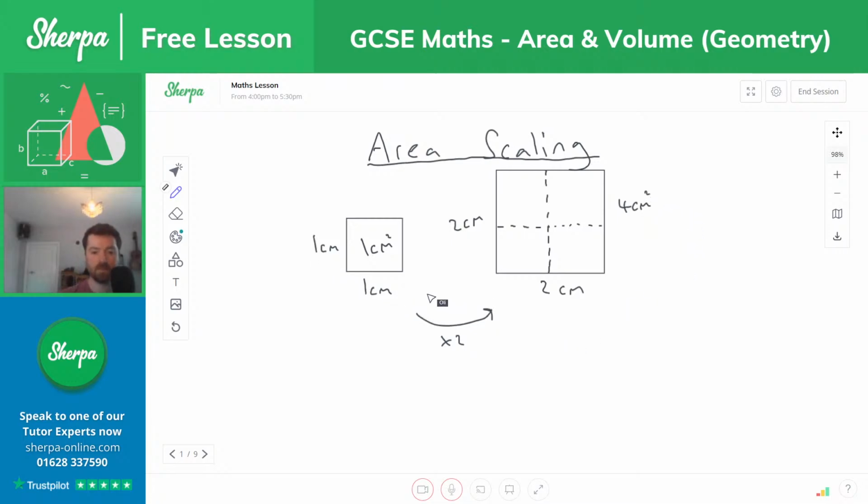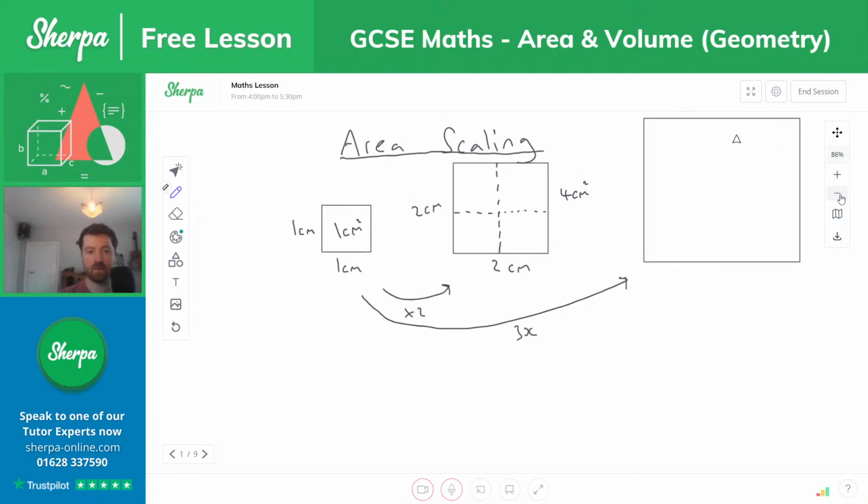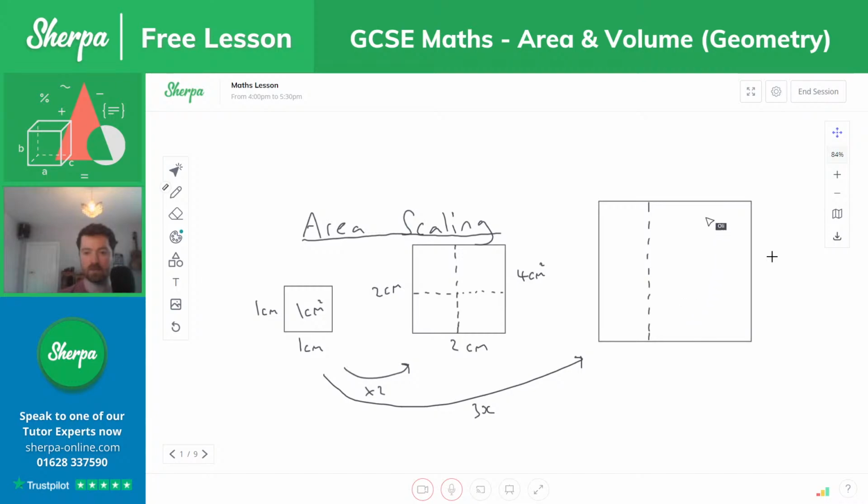And we could do one more. We could do the same thing again, and look at a 3x scale factor, and you'll probably start to see the rules appearing. So I'll draw an even bigger square. Hopefully I've got just about enough space. And again, we've got a 3 by 3 square essentially. I could draw in a grid system to make that super clear.